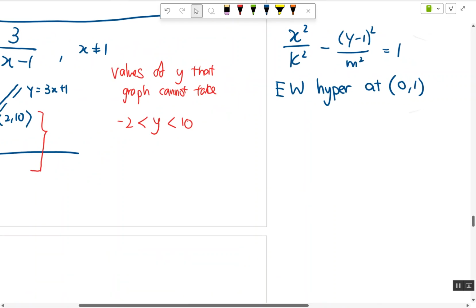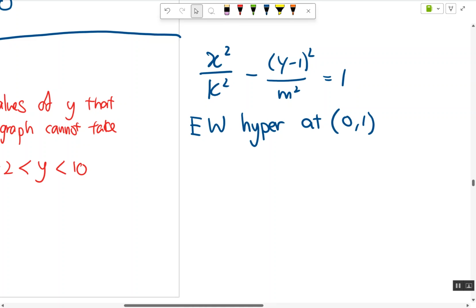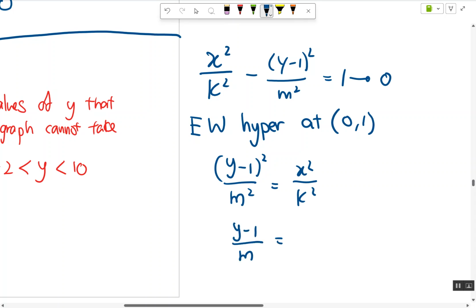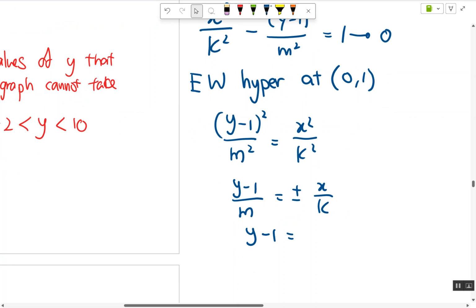Okay. Now, after you identify the center, right, you need to find the asymptote. The asymptote is (y minus 1) squared over m squared equals x squared over k squared. Imagine the 1 becomes a 0. Square root both sides: (y minus 1) over m equals plus minus x over k. So y minus 1 equals plus minus mx over k, and y equals plus minus mx over k plus 1.